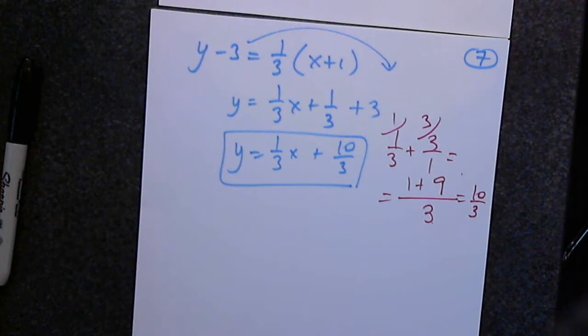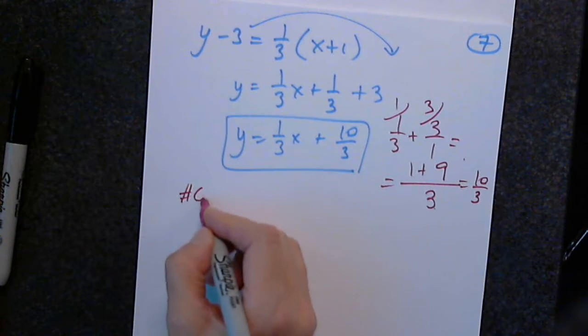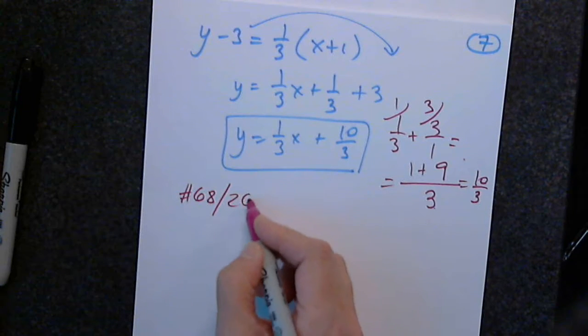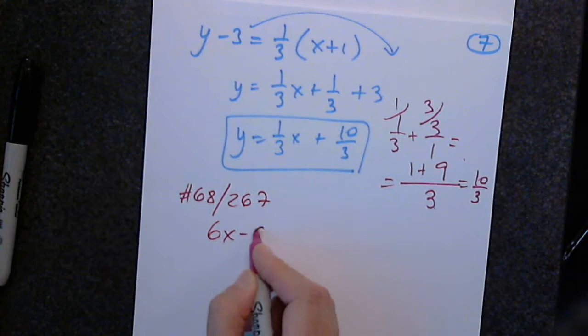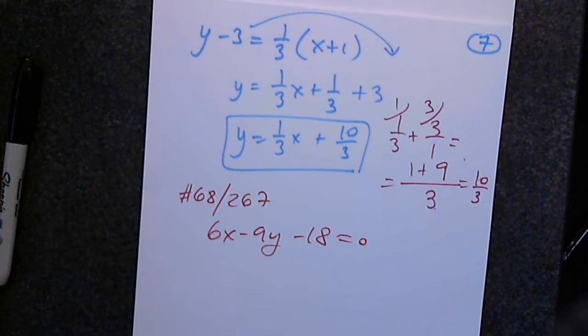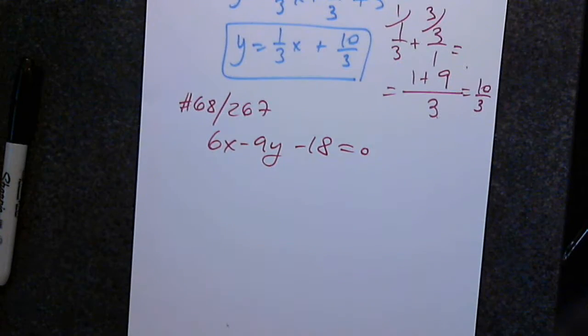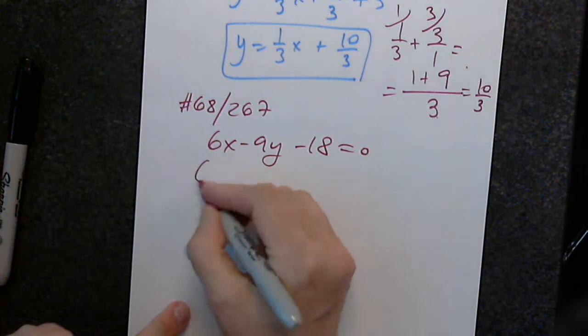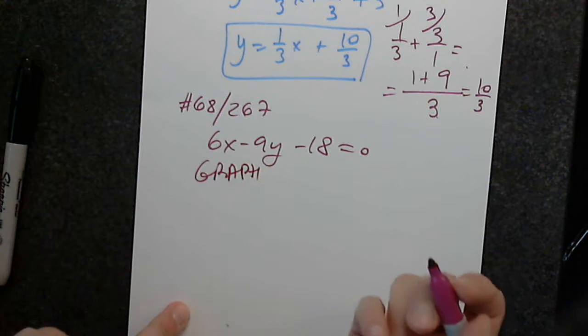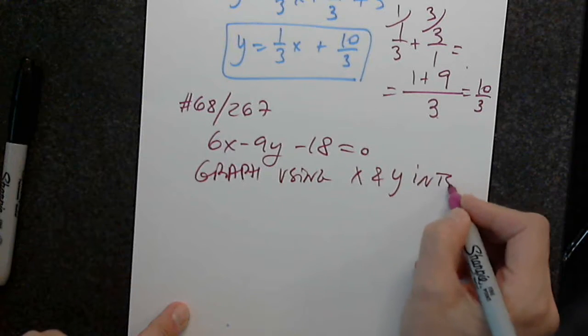Okay, so let's take a look at graphing using x and y-intercepts now. So let's say problem 68 on page 267, where 6x minus 9y minus 18 equals 0. We're asked to graph the line, the equation, using x and y-intercepts.